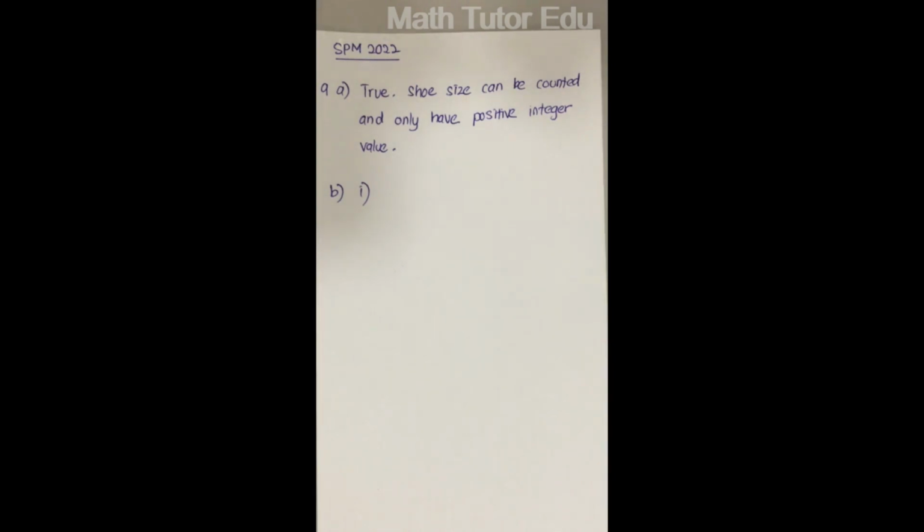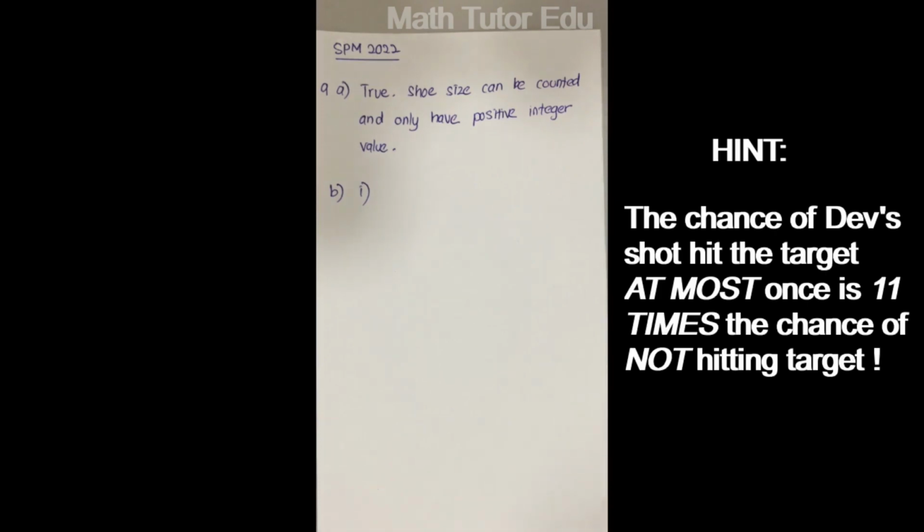So from here, you need to take a look at this keyword, guys, where the chance of his shots hit the target at most 1 is 11 times. I repeat again, guys, 11 times of the chance of not hitting the target. Okay, so this following sentence you need to highlight. Here is the information. So the statement you need to convert into equation, and from there only you can get the solution, guys.